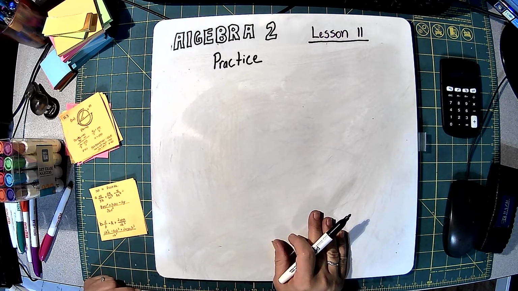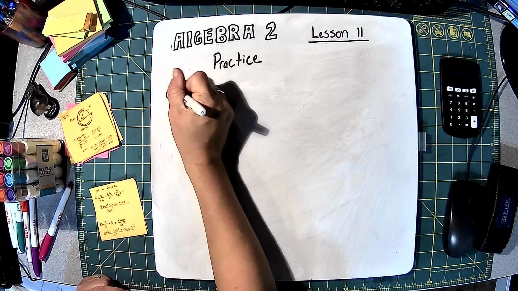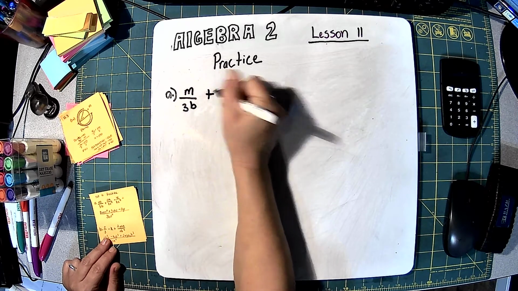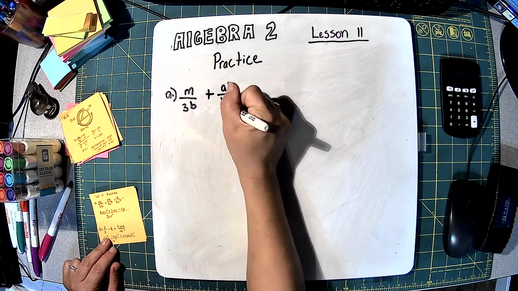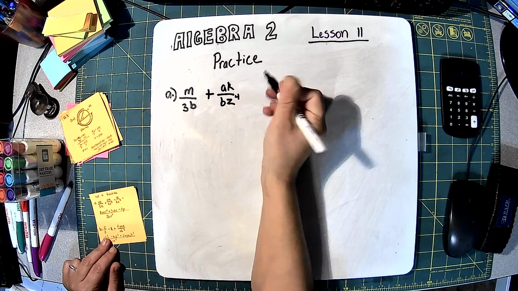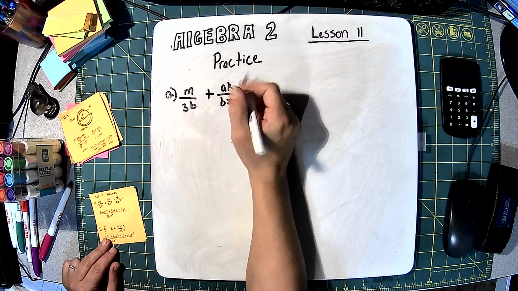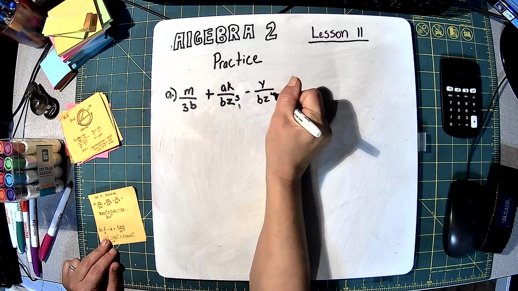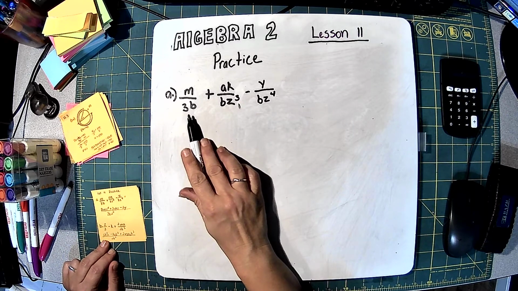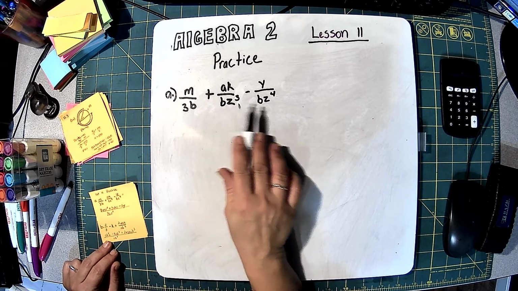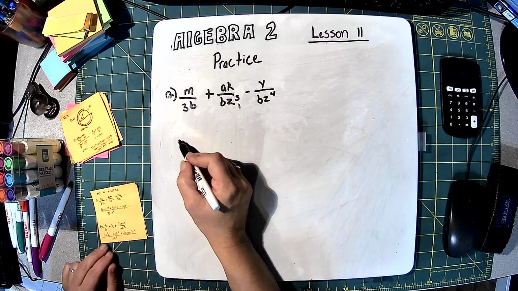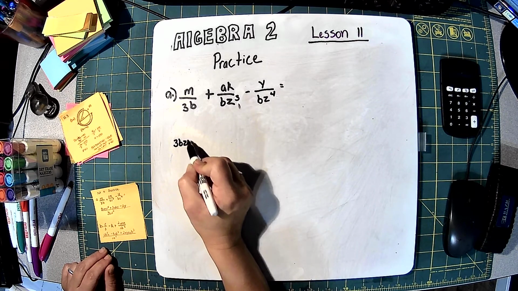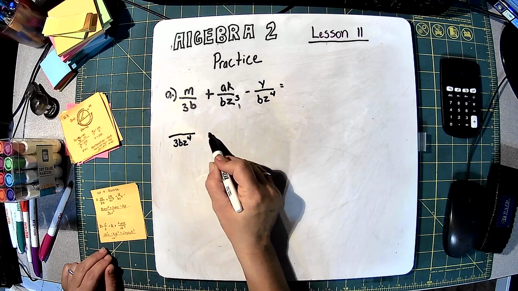Alright, so hopefully you guys have worked the practice problems. The first one is A here, and it says m over 3b plus ak over bz to the fourth, to the third, minus y over bz to the fourth. Okay, so we're going to look at all these, and we know that we're going to need 3, and we're going to need b, and we're going to need z to the fourth. Okay, so our new bottom is going to be 3bz to the fourth, and each one is going to have it.